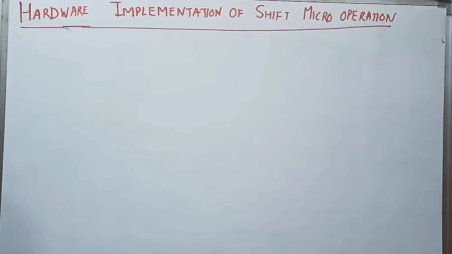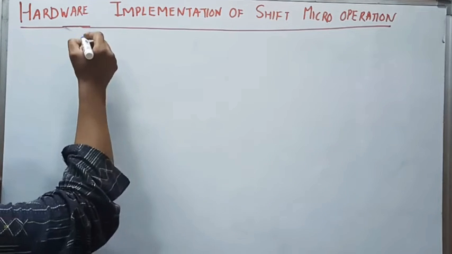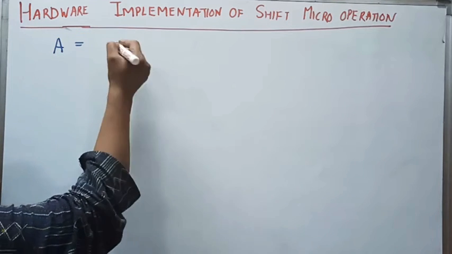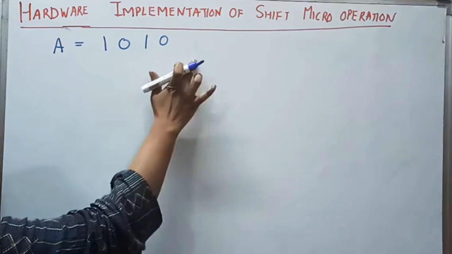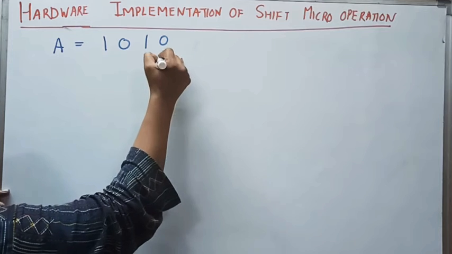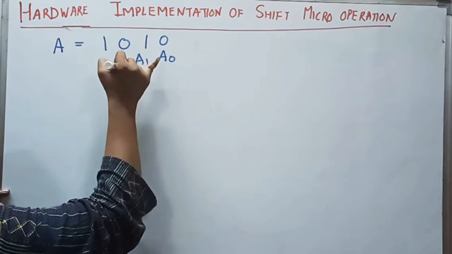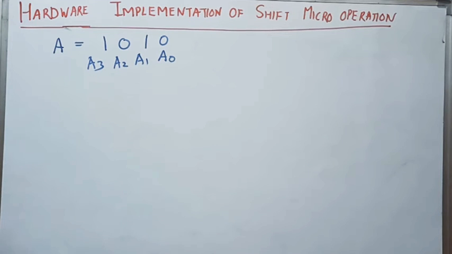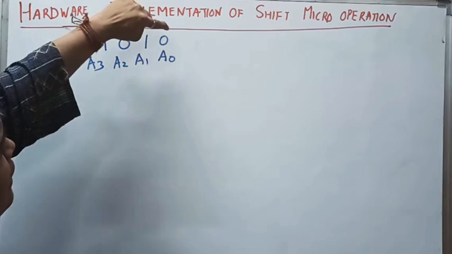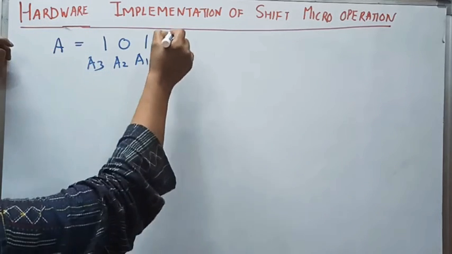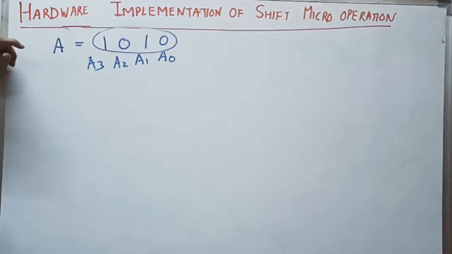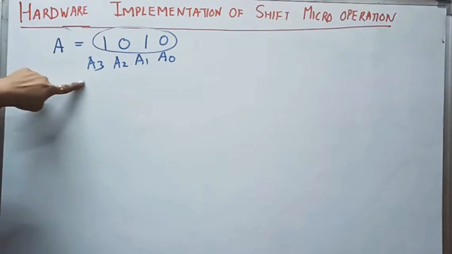If I am saying the register having an 8-bit number or the variable having an 8-bit or 4-bit number, I am writing it here that A equals, suppose, 1010. These particular bits can be represented as A0, A1, A2 and A3. Simple, it means LSB can be represented as A0 and the next bit is A1, the next bit is A2 and A3. Whatever the content in the register doesn't matter, this particular bit can be represented if the 4 bits are there.